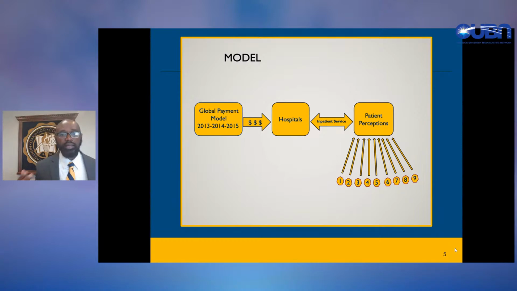Now, I bring this model forward. I created this model just to give you an example of what I'm talking about when it comes to the global payment model. So the federal government gave Maryland a lump sum of money for them to take care of their patients. And we're talking about inpatient settings, so hospitals that are licensed for that as well.